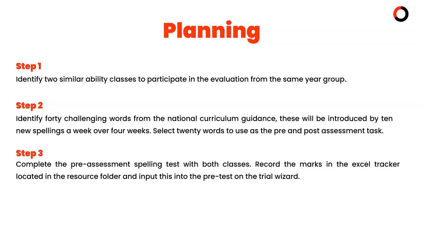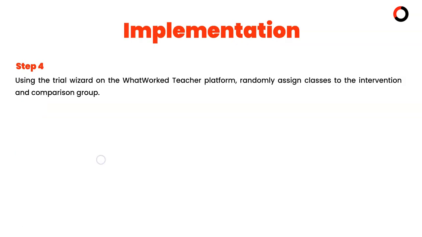Step 3, complete the pre-assessment spelling test with both classes. Record the marks in the Excel tracker located in the resource folder, and then input this pre-test data into the trial wizard. Step 4, the What Work Teachers platform will then randomly allocate classes to either the intervention or the comparison group. Record this in your Excel tracker.